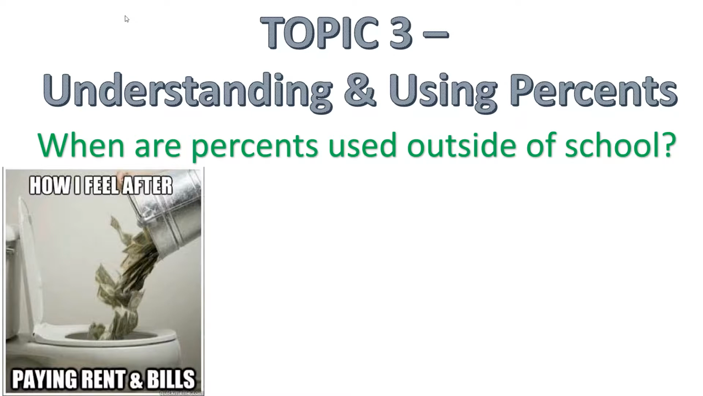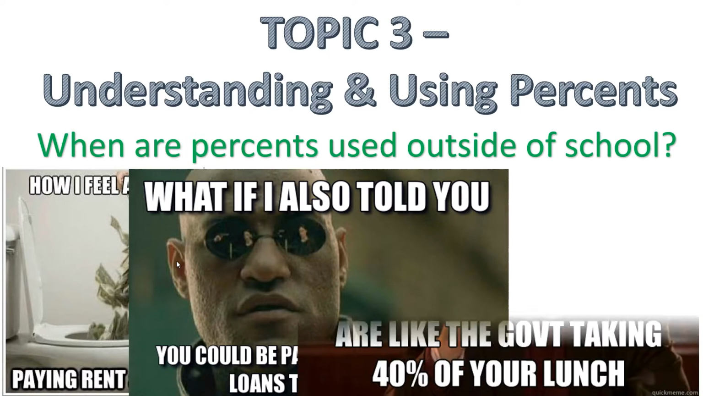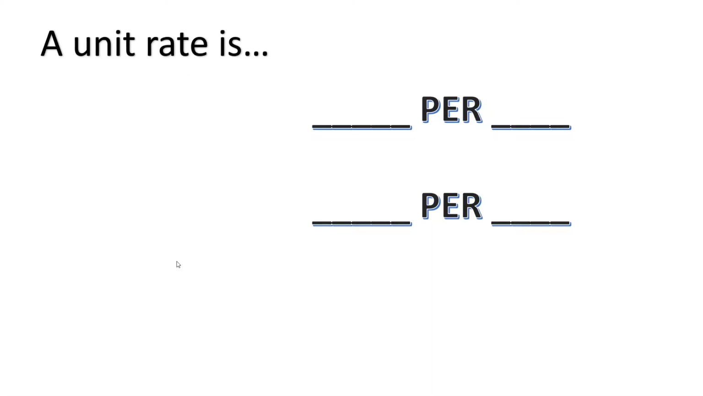So just to talk about where percents are used outside of school, there's a lot of places, and in class we brainstorm different ways. But here there's a meme about paying rent and bills, also about student loans, and taxes are one of the ways a percent is really going to affect your life someday. Other ideas students usually come up with: battery life on a cell phone, it will be a percent, a loading screen on the computer or on a video game, and then just sales and discounts in stores, and a lot of other places that percents are used outside of the classroom.